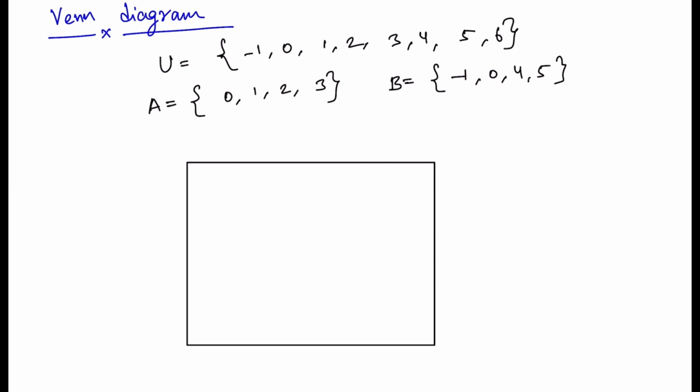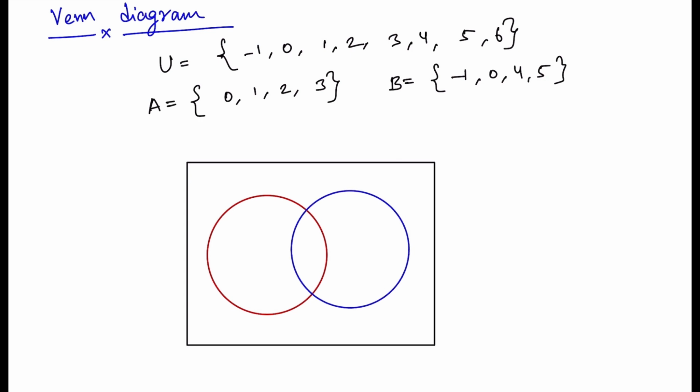So if there are common elements, then the circle of A will be overlapping with the circle of B. अगर कुछ कॉमन है मतलब A का region और B का region overlap करेगा. Okay, so उसके लिए हम लोग पहले circle बनाएंगे. So I am using red color for A and I am using blue color for B. तो जो common element है, our common element is 0. So 0 will be in this region.